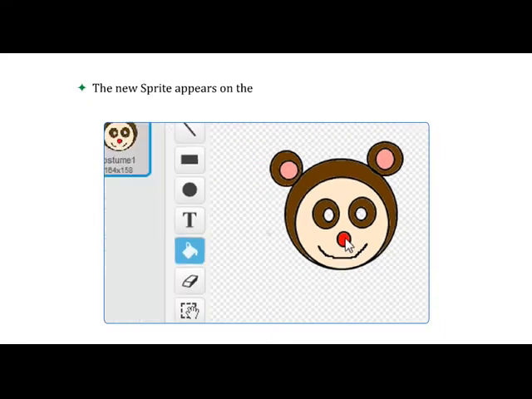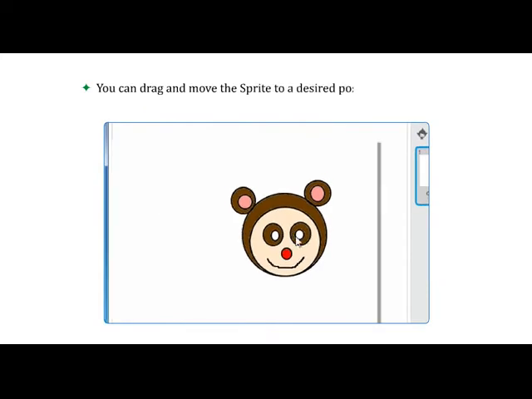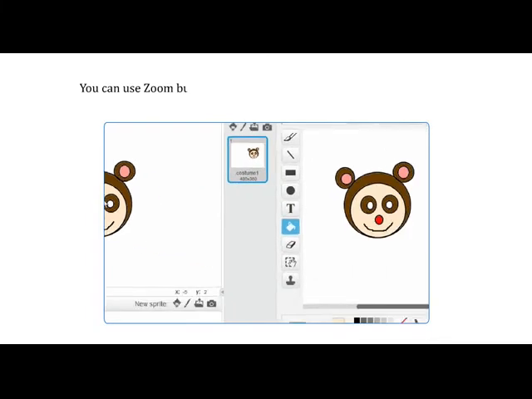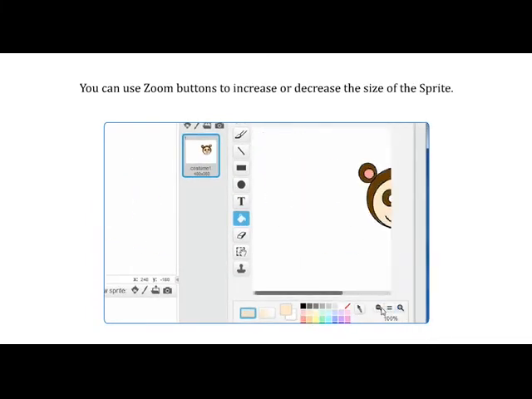The new sprite appears on the stage and gets added to the sprite list. You can drag and move the sprite to a desired position on the stage. You can use zoom buttons to increase or decrease the size of the sprite.